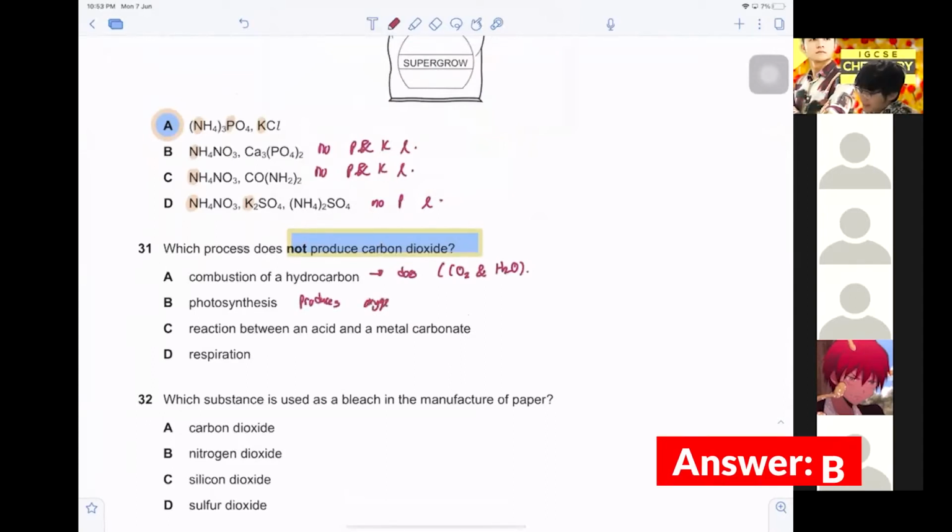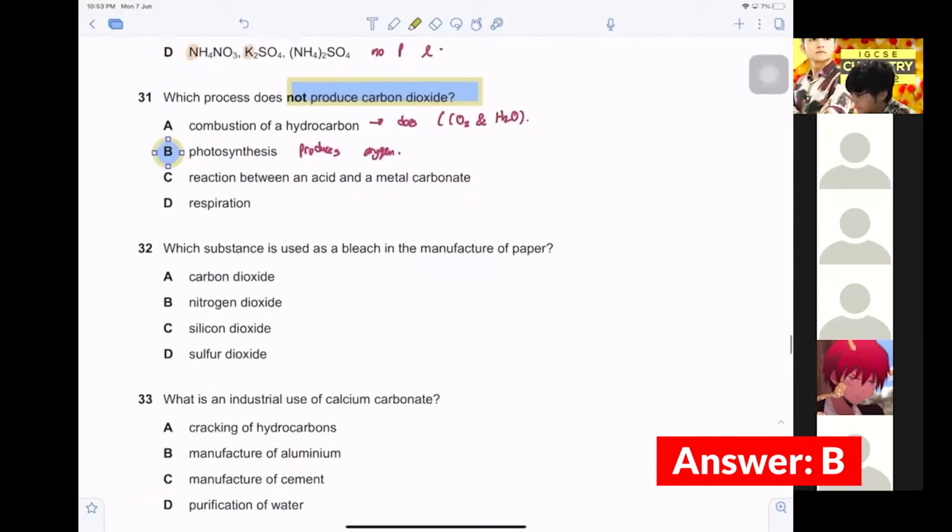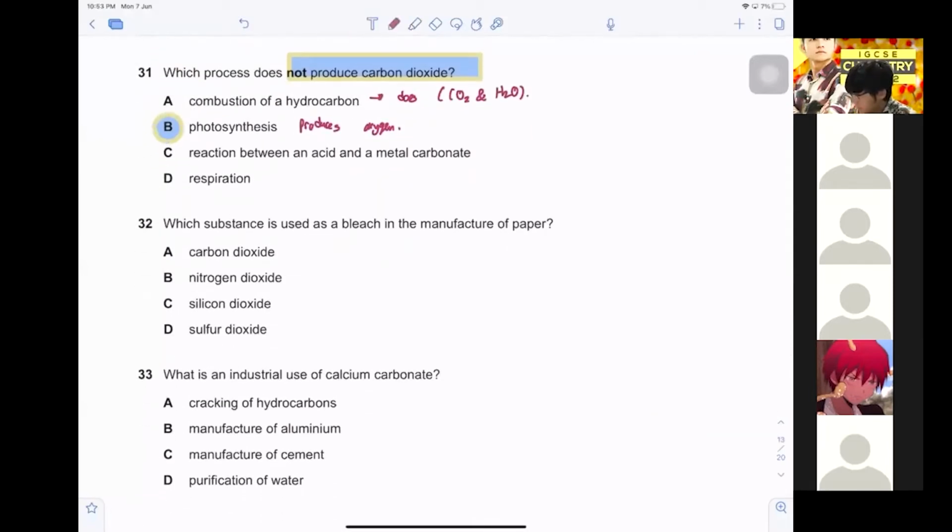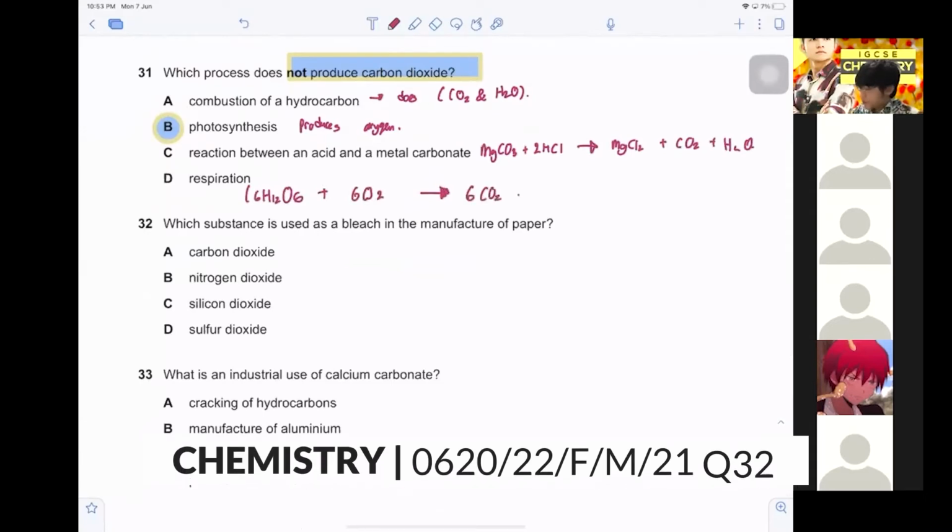Next, reaction between acid and metal carbonate. I give you one example: MgCO3 plus HCl. I will get a salt, and at the same time I will get carbon dioxide and H2O. Respiration: C6H12O6 plus 6O2 breaks down into 6CO2 plus 6H2O. Okay, next.